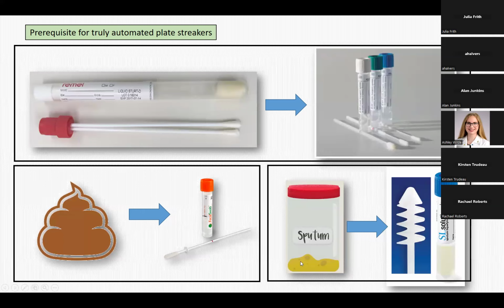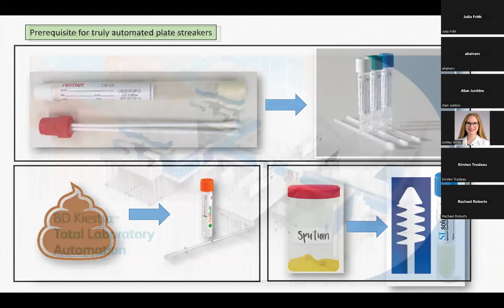Sputum is not something you can just stick a loop in and streak out. It's got lots of mucus and goo in it. So what we do with the sputum is we take this little device here, like a little corkscrew, and it screws down into the sputum. It picks up goop inside these little grooves. Then it goes into a tube that contains a mucolytic agent. It's going to digest all that mucus, and now it's liquid. So we can put that directly on an automatic plate streaker, and it will be able to streak it out.